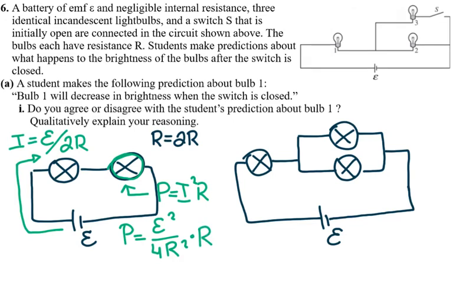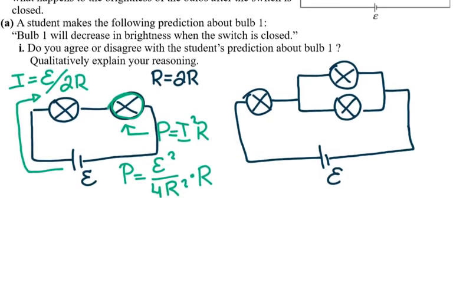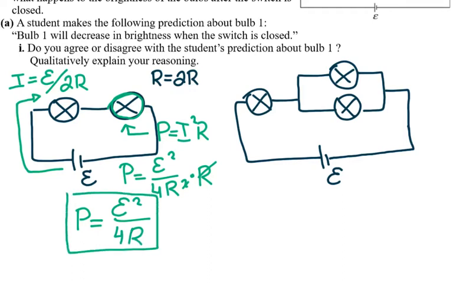And if I cancel one of the R's, I will rewrite it. So if I cancel one of the R's, I have the power in this circuit as EMF squared over 4R. So this is the brightness of each bulb in the circuit before the switch was closed.